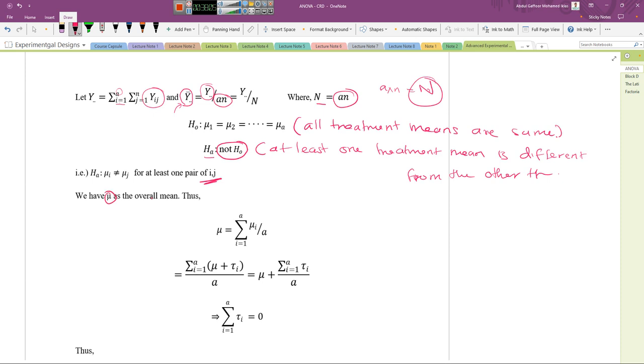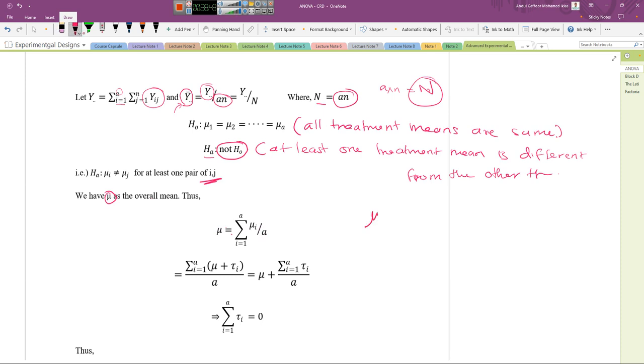And mu as the overall mean, mu is equal to, we have to add all the treatment means, with i equal to 1 to a, and divide by the number of treatments, a, in order to get this one. Okay, and this is what we know, and we are going to prove that the total treatment effect should be equal to 0.